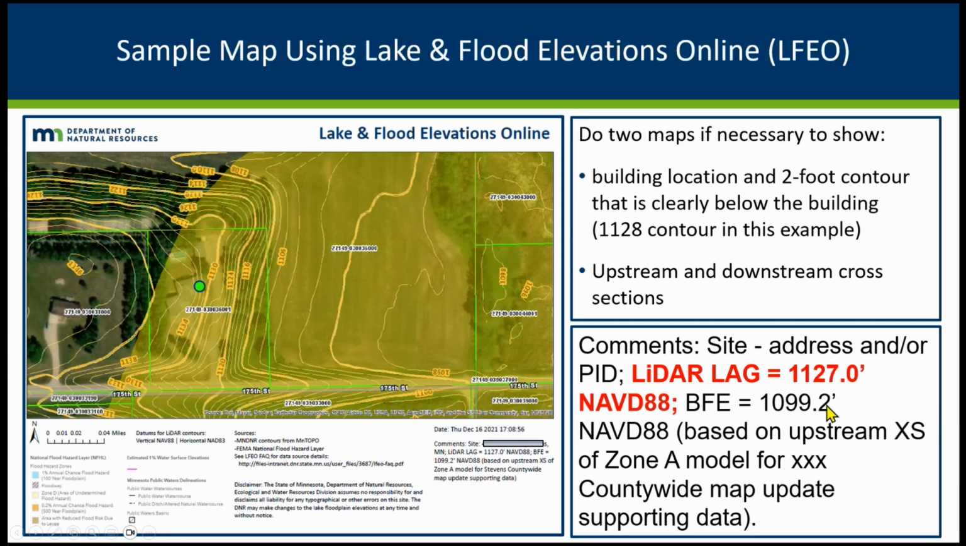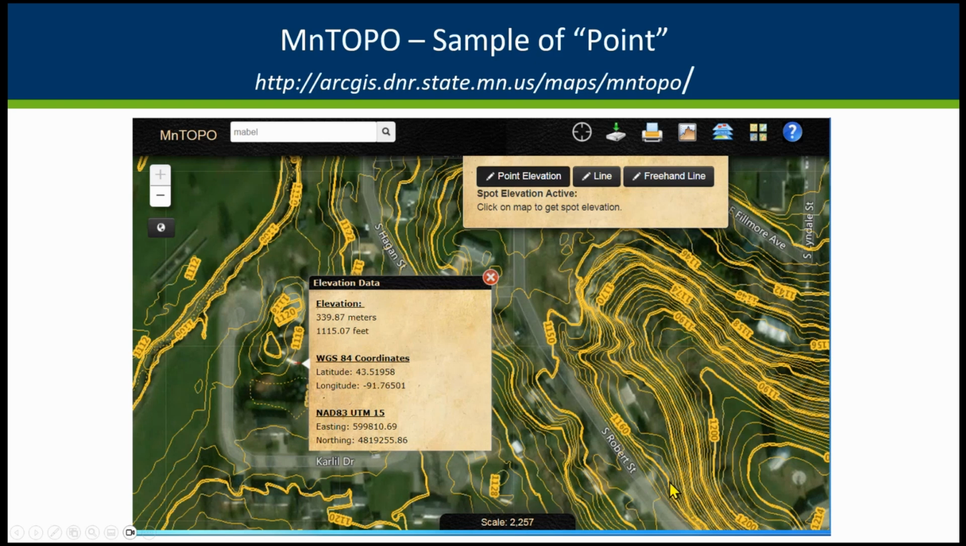We show what the base flood elevation is. In this example, we had a separate printout showing the upstream and downstream cross sections, and knew what the flood elevation was based on our pink lines. If you don't have that data already, you might look at our MinnTopo.